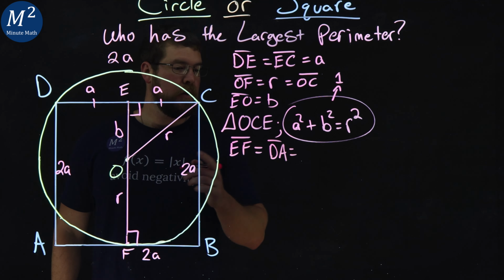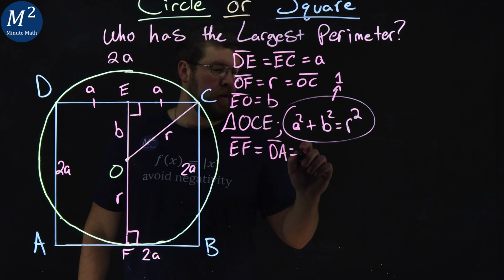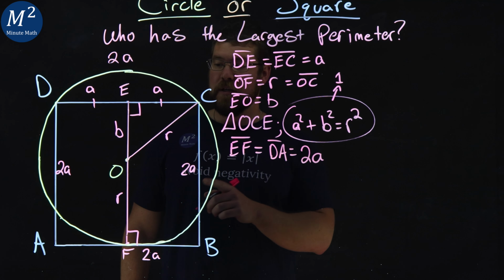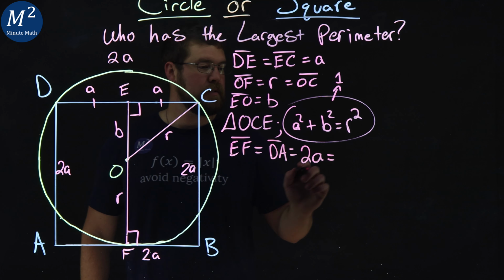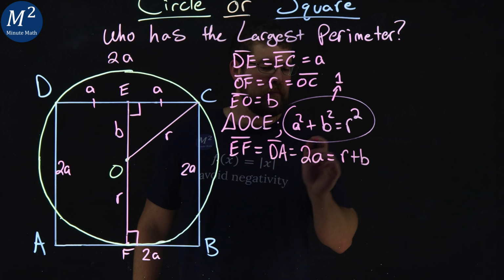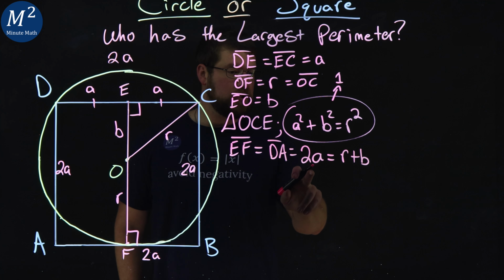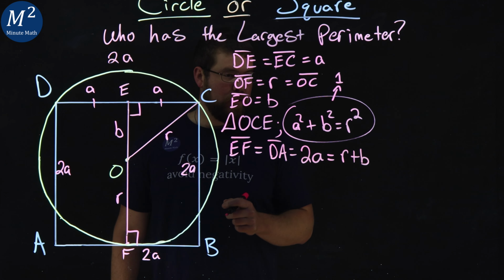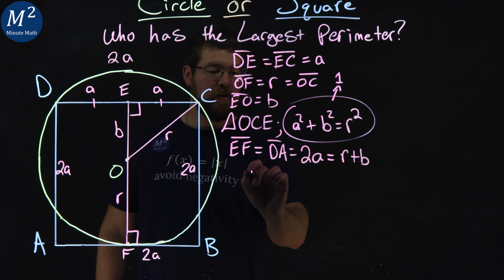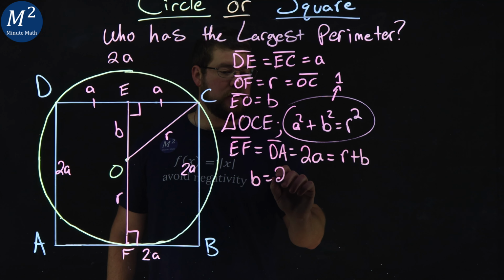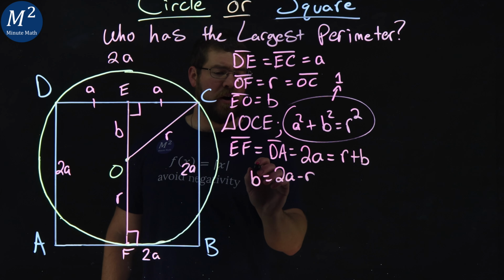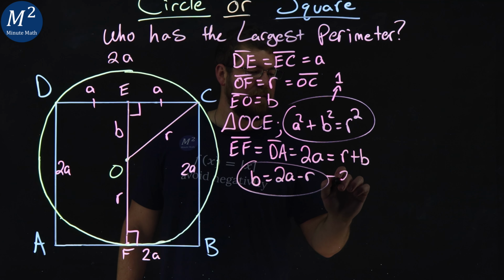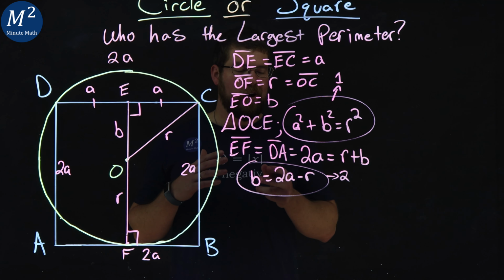There's a rectangle, so it has the same side length, which is equal to 2a, which EF is also equal to R plus B. Right there. So now we have another equation, 2a equals R plus B. Let's get B by itself here. So B is equal to 2a minus R. And that will be our second equation right there.